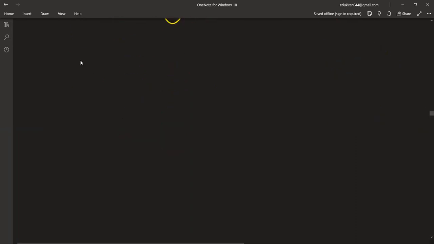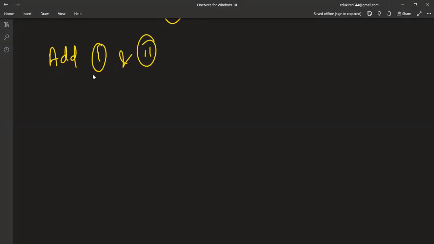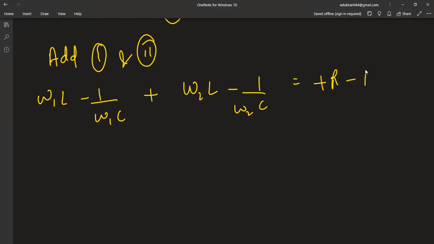Now see, these two equations we have obtained. Whenever you're practicing this derivation, remember it in this manner: first you have to reach these two equations. One part is over. Second step is to add both these equations. Now, why are we adding this? You will understand later. Omega 1 L minus 1 by omega 1 C plus omega 2 L minus 1 by omega 2 C is equal to plus R minus R. So they'll be cancelled. If you add plus R minus R, they'll be cancelled.